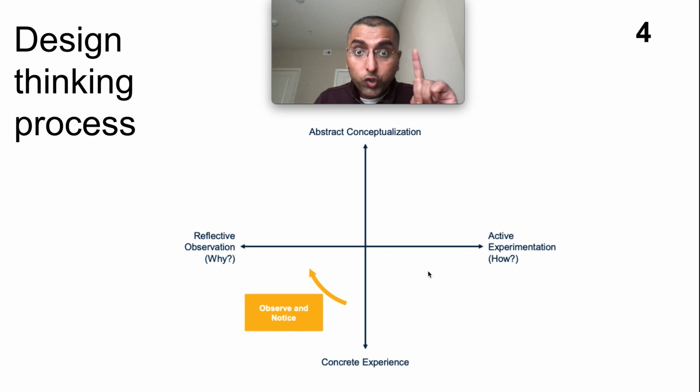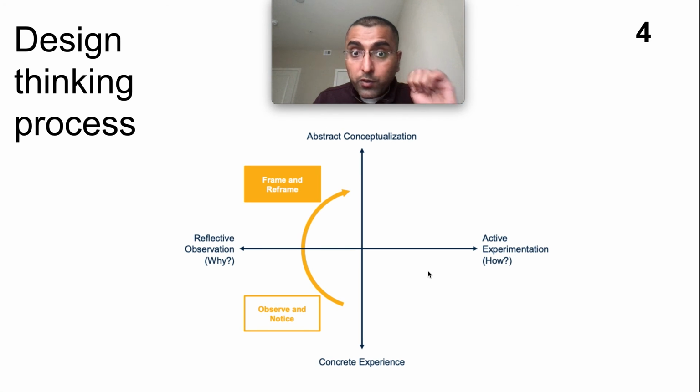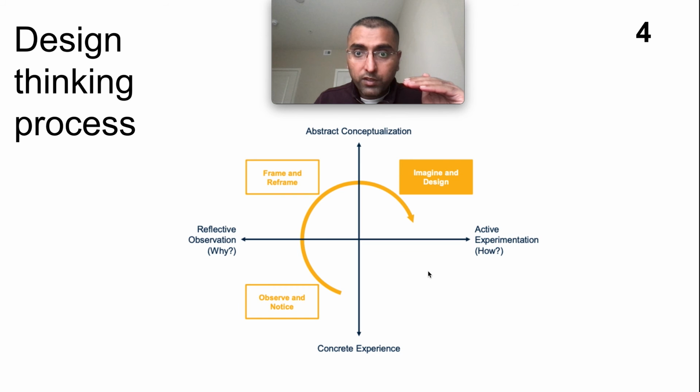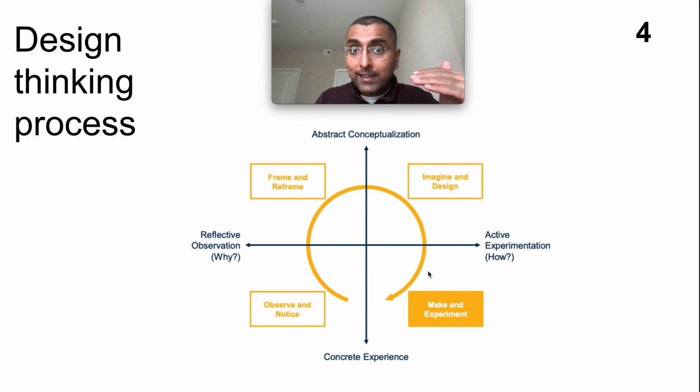Step 1 is to observe and notice. Observe and notice where you are, what is the problem that you're trying to solve. Then try to understand that problem from different lenses. Make and question the assumptions. Then you try to find out different solutions, where you imagine and design certain solutions that may or may not work. And you validate that by running an experiment with a prototype. And this is an iterative process which designers use.